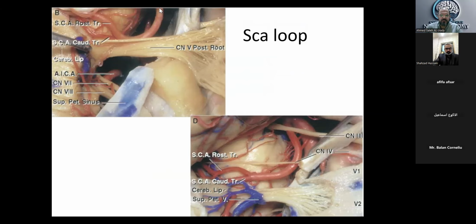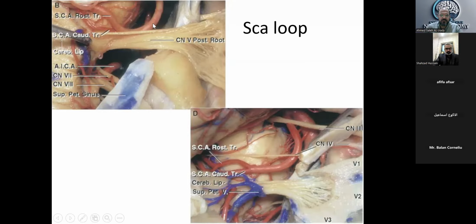So we can appreciate that this is the basilar, and as it gives rise to the superior cerebellar artery, this is the cerebellar trunk. This is the rostral trunk that can be seen, and this is the caudal trunk of the superior cerebellar artery. We can see that this is the rostral trunk, which is causing the compression over the fifth cranial nerve and is coming in contact with the dorsal nerve root.